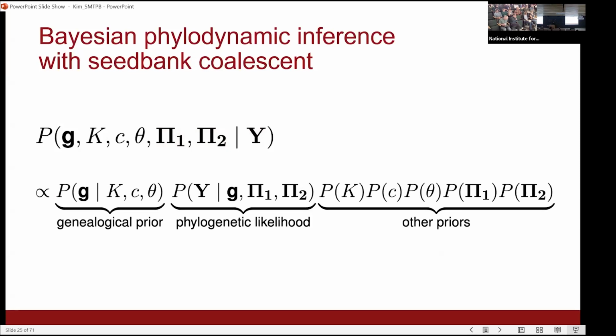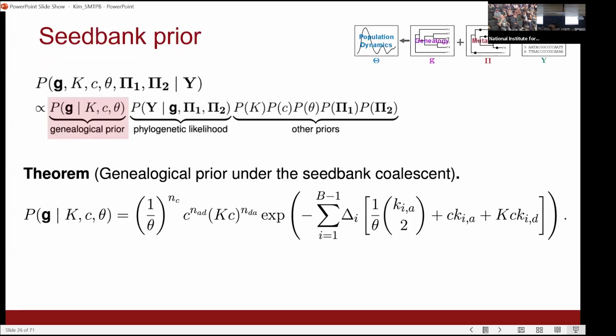And then the posterior we can decompose into these three terms. First is the genealogical prior, where we're going to use a seed bank coalescent model, or if you're in the birth-death camp, then you can use a birth-death sampling process as well. The second term is the phylogenetic likelihood. If you're familiar with IQ-TREE, maximum likelihood estimation of phylogenetic trees, this is what people are maximizing to get the phylogenetic tree. And then the third ones are just other priors that are relevant for Bayesian inference.